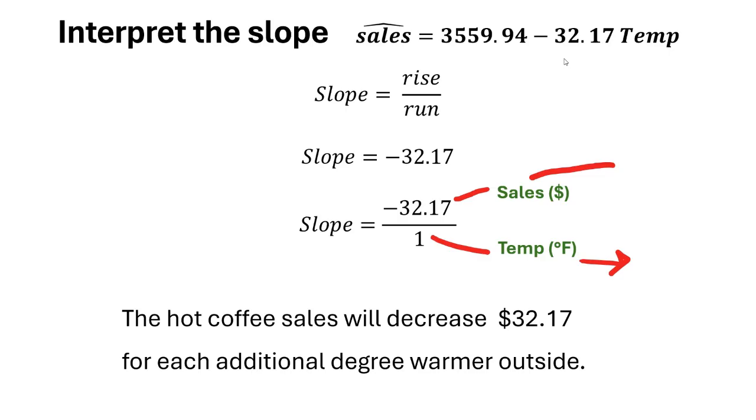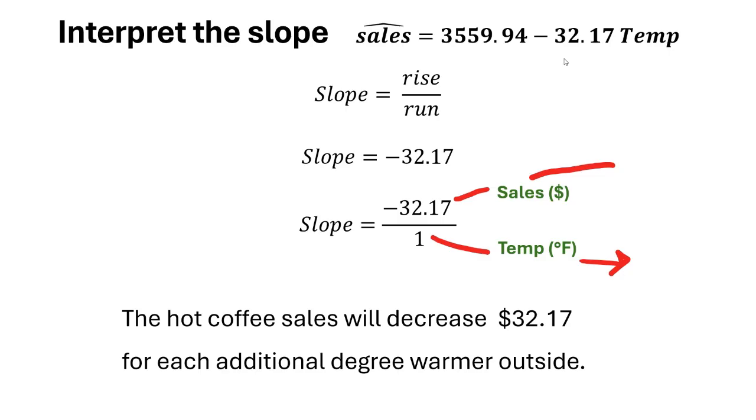So placing it over 1 is quite useful because it's going to be per unit of my explanatory variable. And since my explanatory variable is temperature, for each degree warmer. So I hope that's helpful in interpreting slopes, which you'll be asked to do.